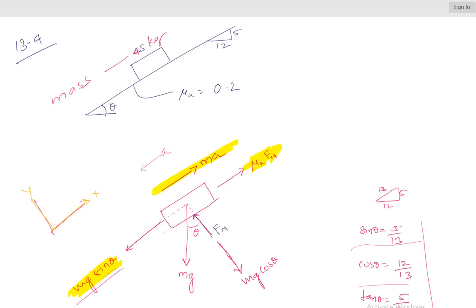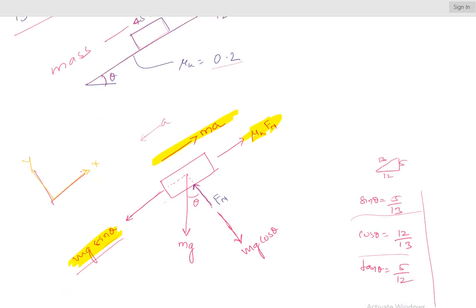Okay, so we're going to do problem 13.4. I've already gone ahead and set it up in the interest of time so that the video doesn't go on for too long. Alright, so this is the question. There's an incline with a 45 kg mass sitting on it, and the incline is angled at theta, let's say, and that angle is given indirectly through this rise over run numbers. The coefficient of friction on this surface is 0.2. Okay?